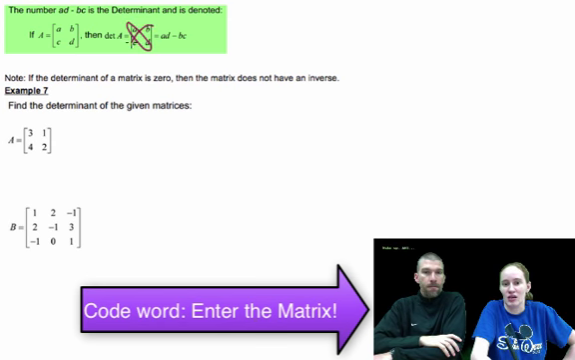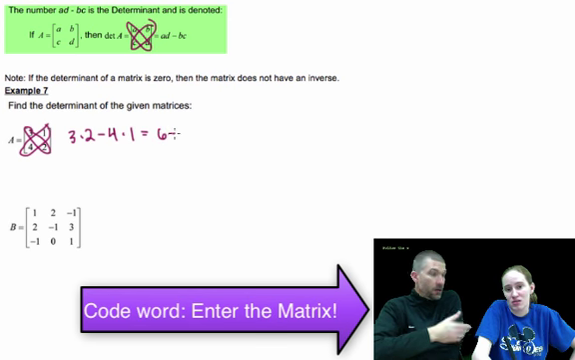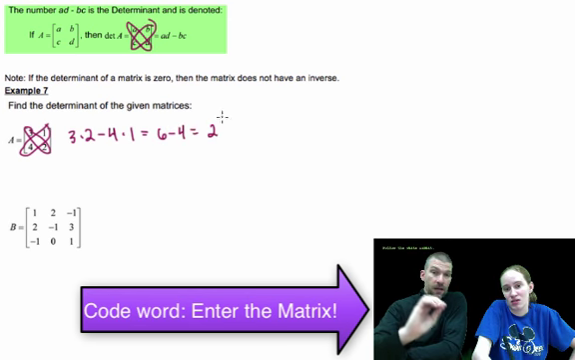A times D minus B times C. Right. So it's pretty easy to do that. So 3 times 2 minus 4 times 1. And when you find the determinant, you're getting a single specific number.